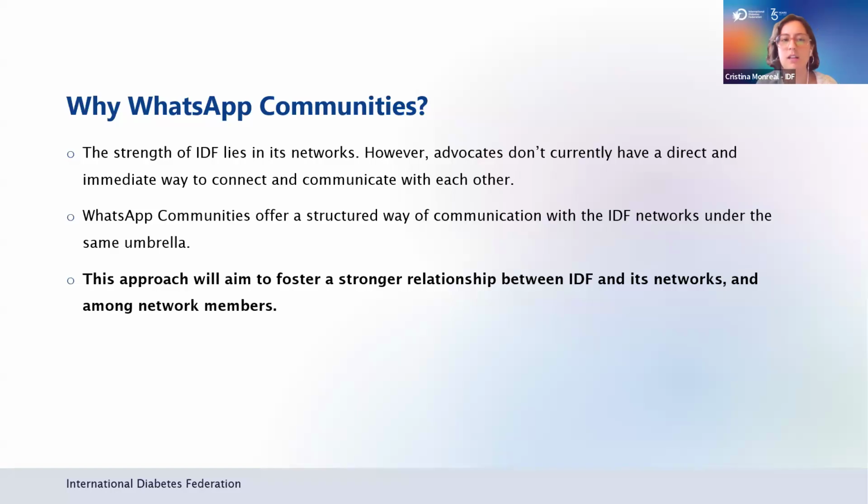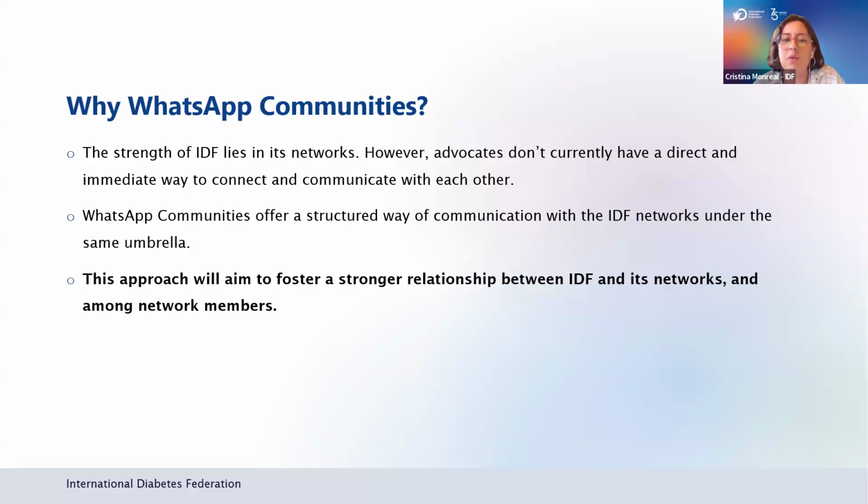So basically, as I said, the networks for IDF are very important for our work and just to create a community with something that we all are believing in. So even though we have a line of communication with the networks, there's not a way for the networks to grow and to have this strength with each other. And WhatsApp communities are a structured way for these groups to have a space. And so basically, it's like an umbrella with all of the different groups below.